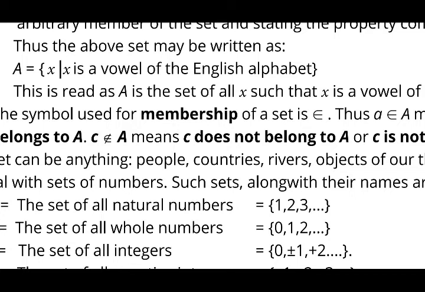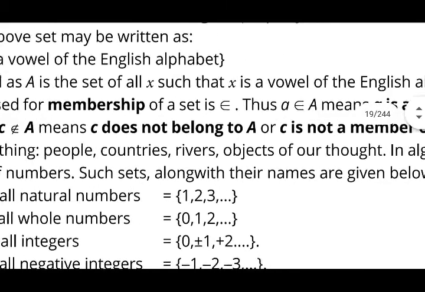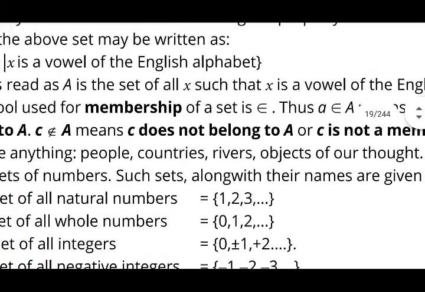A = {x | x is a vowel of the English alphabet}. The straight line shows "such that". In this set builder notation we write like that. This is read as: the set of all x such that x is a vowel of the English alphabet.